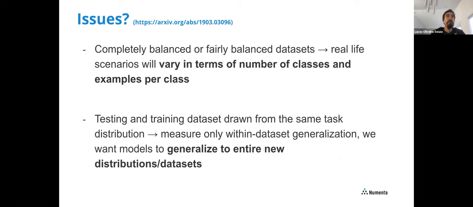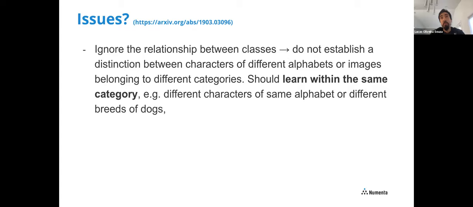And a third one, which I think Jeff mentioned, is that we ignore the relationship between the classes. We don't establish, for example, a distinction between characters of different alphabets or images belonging to different categories. What we should do is learn within the same category. It makes sense that we learn different dog breeds for dogs and not just mix a dog breed with a cat, with a table, with a chair. That doesn't make a lot of sense for how we learn. And that's one of the issues that these data sets don't address. Some of them have categories, but the algorithms that deal with them don't address this.